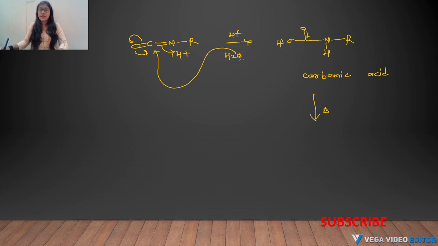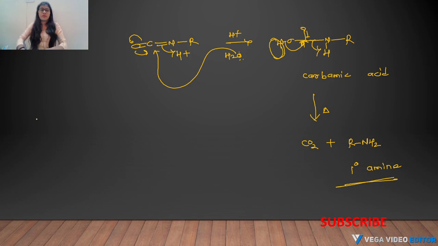Then under heating condition, decarboxylation takes place. Here CO2 is eliminated, CO2 is evolved, and this bond takes this proton, and we get here this product, that is primary amine. Thank you.